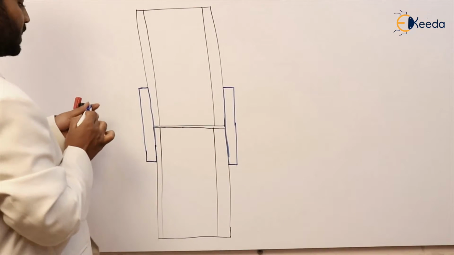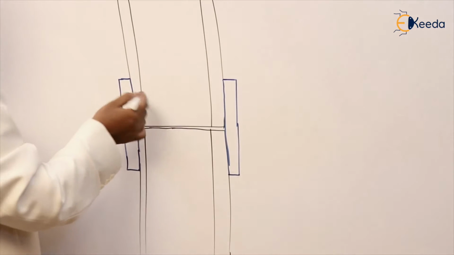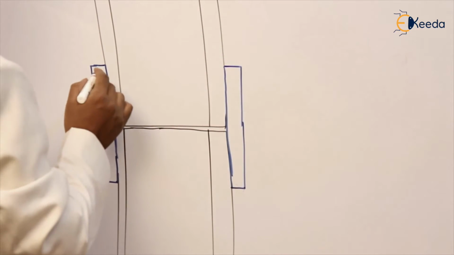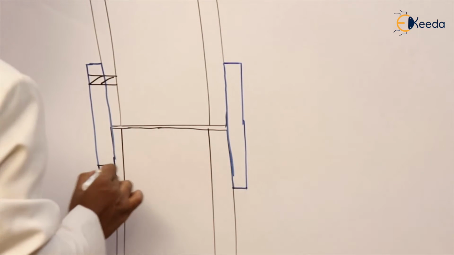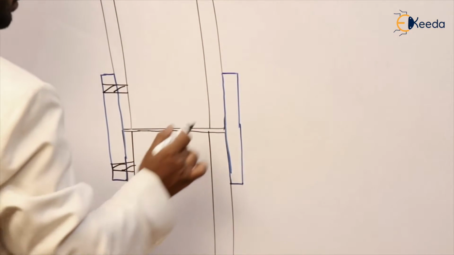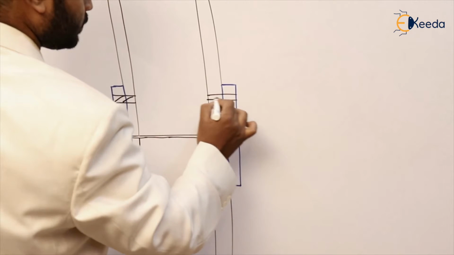Okay, this is the cover plate, and we have to connect the cover plate to the flanges of this I section by using a bolt or weld. Either we may use bolt or weld. In this diagram, in this example, I'm showing bolt.